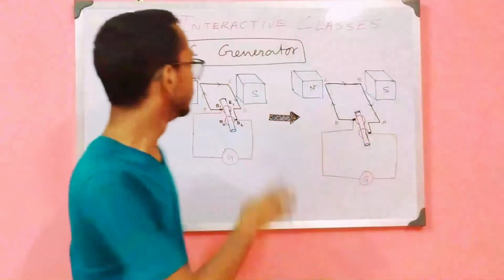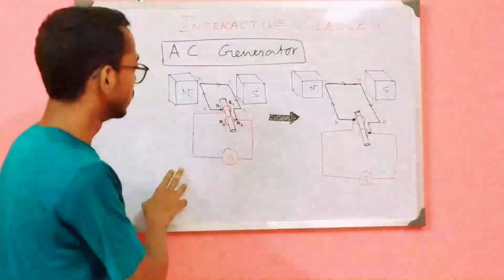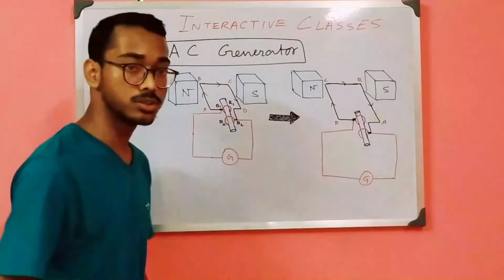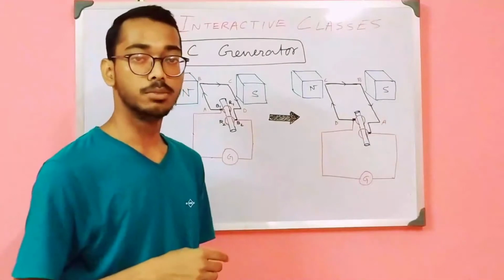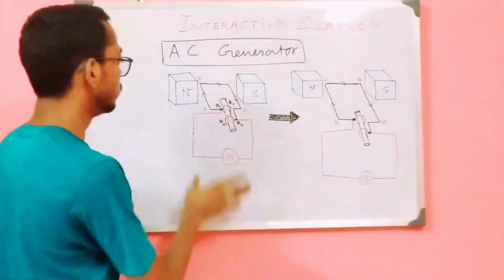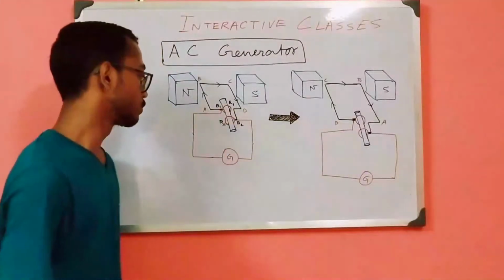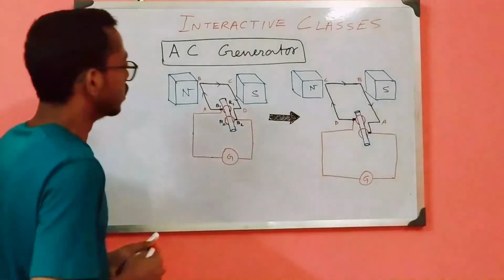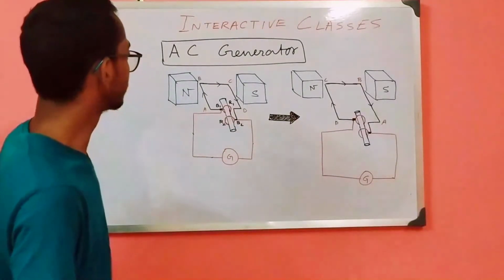So this is the diagram of an AC generator. This is much like the electric motor which we have discussed in the previous videos. If you haven't watched that video, I request you to find it in the description box below. I'll provide the link there. If you understand the electric motor, it will be much easier for you to understand the AC generator also. So in this video, this is the diagram of the generator.